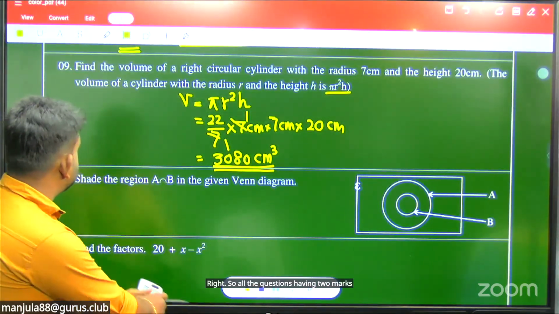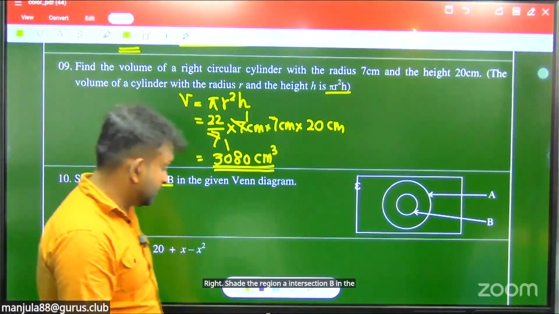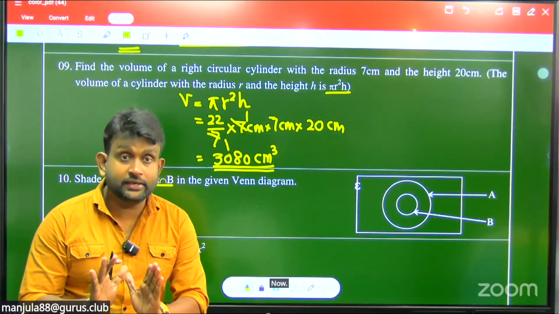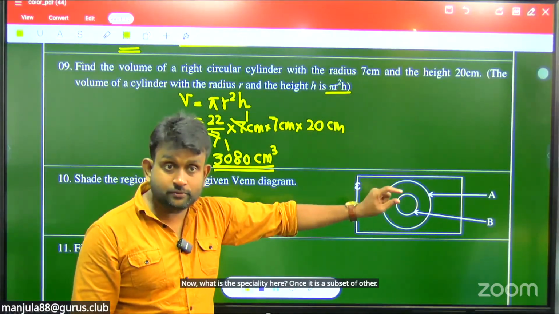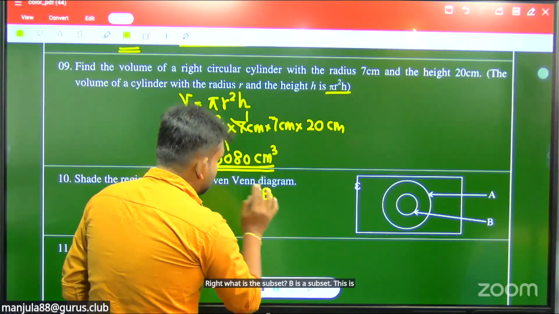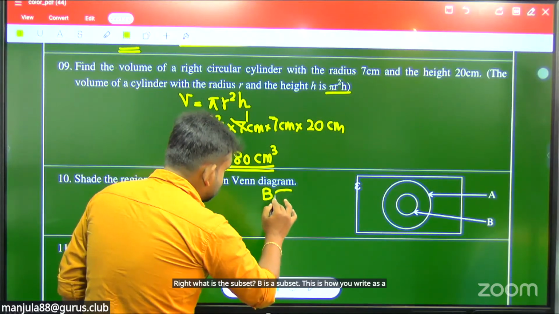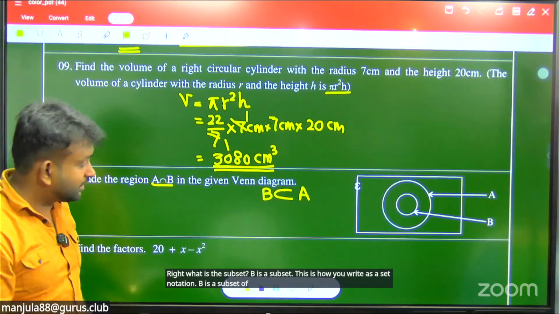Right. Shade the region A intersection B in the given Venn diagram. Now, what is the specialty here? One set is a subset of the other. Right. What is a subset? B is a subset of A. This is how you write it in set notation.